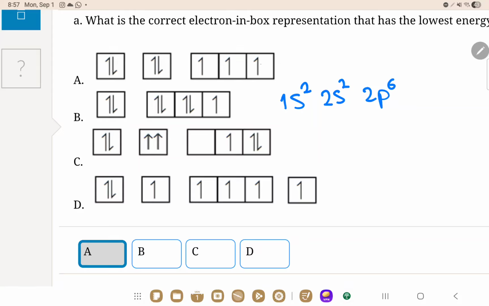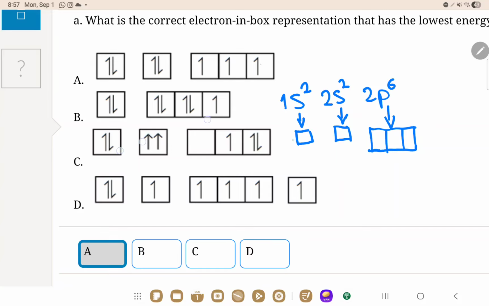And if you have 1 room or 1 box, you need to fill the box before moving on to the next box. Now, S is always represented by 1 box. That's what I told you. So, S is 1 box. P is 3 boxes. We need to keep this in mind. And I told you D is 5 boxes and F is 7 boxes. But I don't think they're going to ask for this week's AMS.